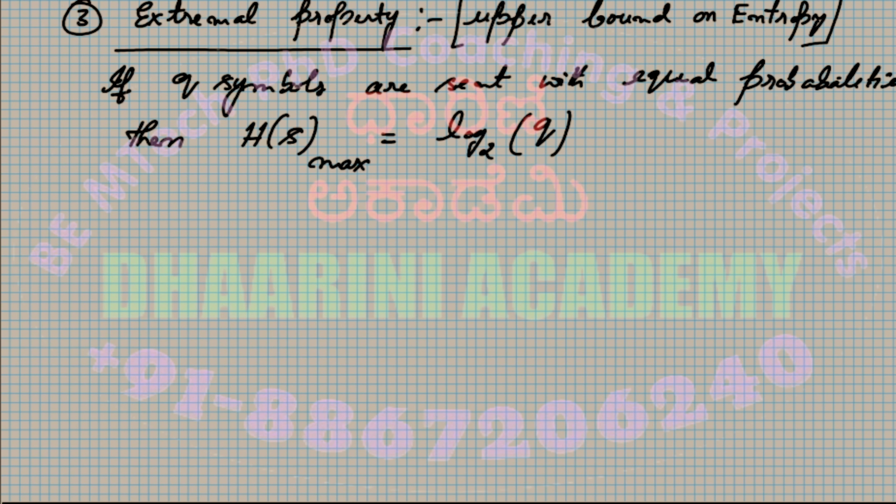All right, so let's try to prove this. Right. So let us initially say that they are not equal. Let's say there are many symbols being transmitted, but they are not going to have equal probabilities. Right. So this is the proof.